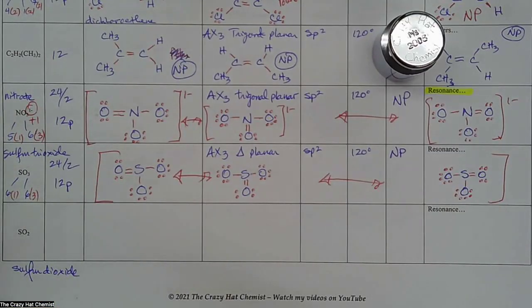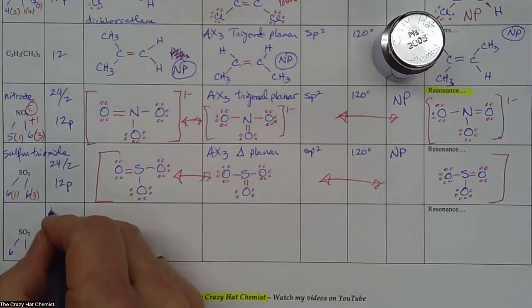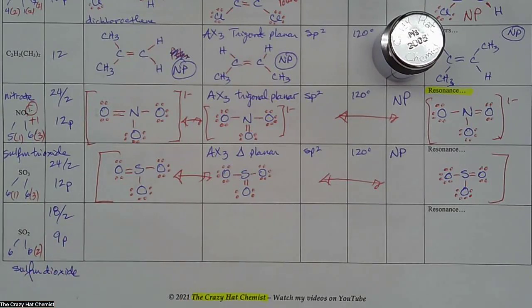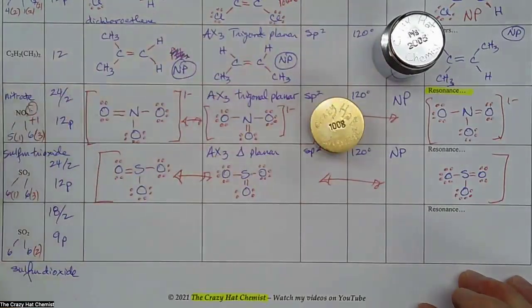By the way, you were watching The Crazy Hat Chemist, and we got one more problem to do. I am so excited. We are almost done. That is 6 valence electrons times 2. We're going to add those up. We get 18 electrons, and I'm going to divide by 2. So that's 9 pair. We can do this, folks. We are almost there. I know it. We can do it. Okay.